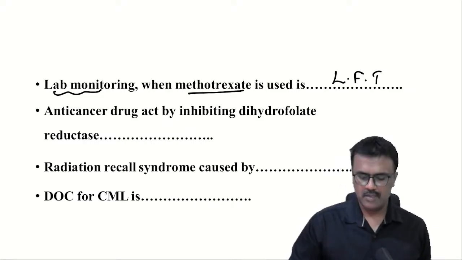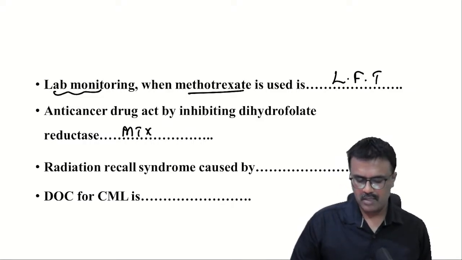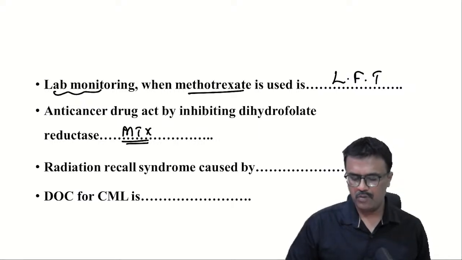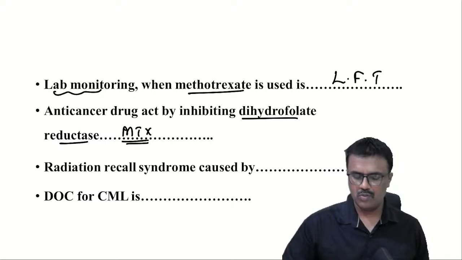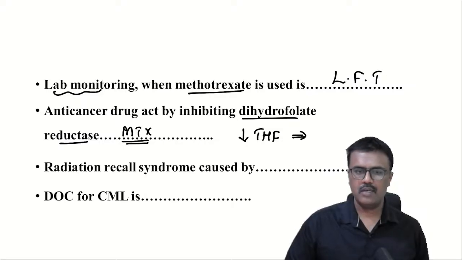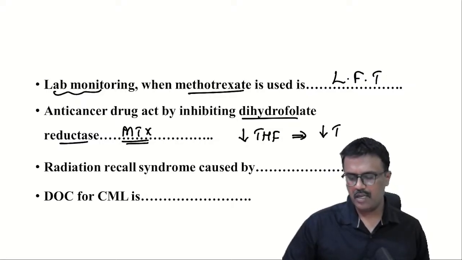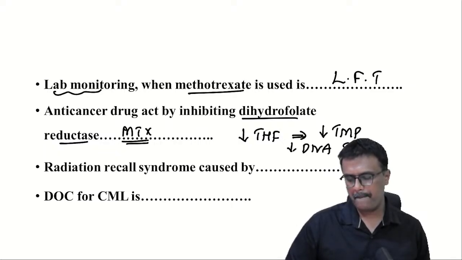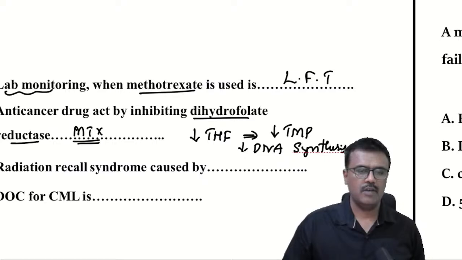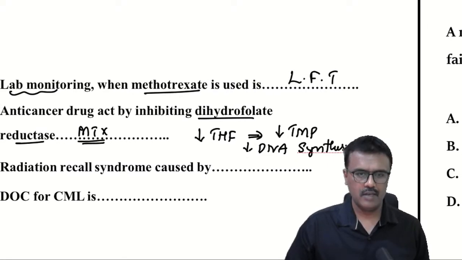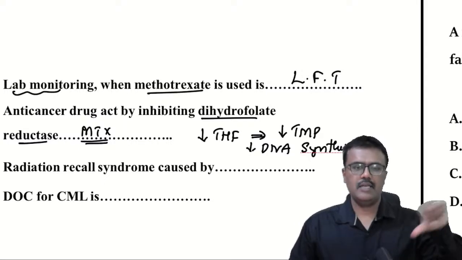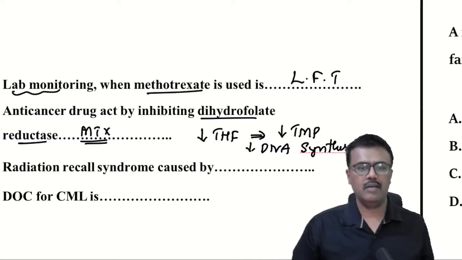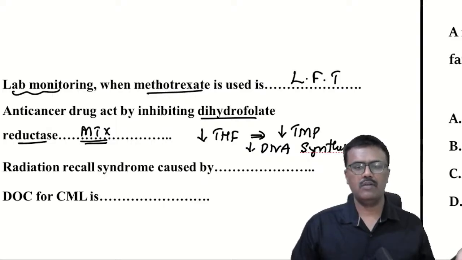Which anti-cancer drug inhibits dihydrofolate reductase? It is methotrexate. Remember, when we use methotrexate, dihydrofolate reductase is inhibited. So what is not formed? There is decrease in tetrahydrofolate. What happens if you decrease tetrahydrofolate? There is decrease in formation of thymidine monophosphate. So what happens? There is decrease in DNA synthesis. So this has also been tested. Let me repeat, methotrexate inhibits dihydrofolate reductase. So there is less tetrahydrofolate. Without that, there is less thymidine monophosphate. No thymidine, no DNA synthesis.